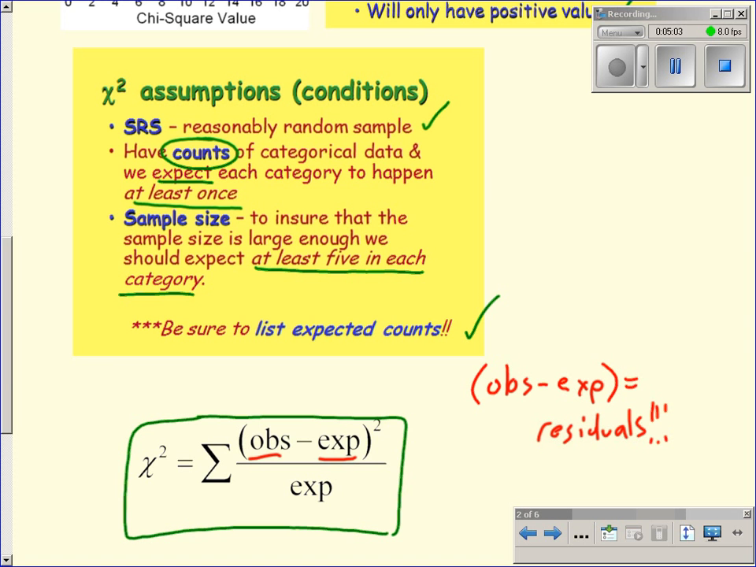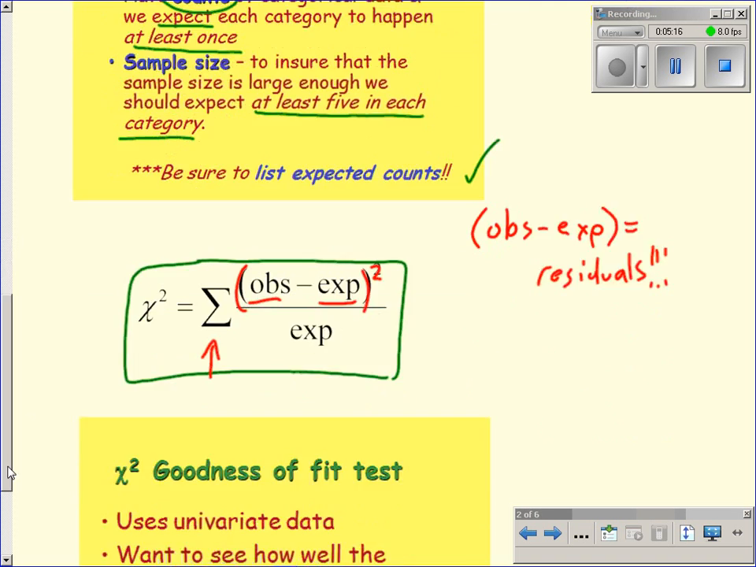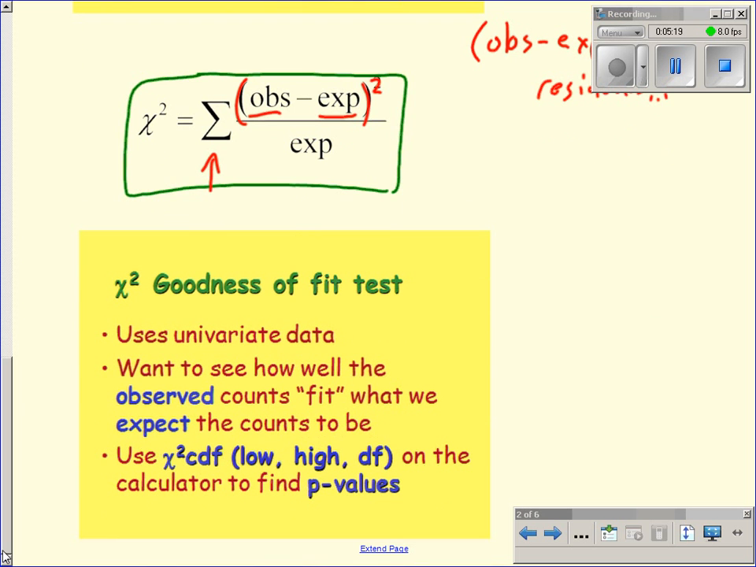Now, when we compute those, we're going to take those individually, we'll square them, and we'll divide by the expected count, and we will take the sum of all of those. So there'll be some grunt work here that we'll work through together. And also some qualities of the goodness of fit test. Make sure we're using one sample univariate data. We want to see how well the observed counts fit what we would expect to get. And we will also use chi-squared CDF, which is the same menu as norm CDF on the calculator to help us find p-values. So that's a lot of setup here.